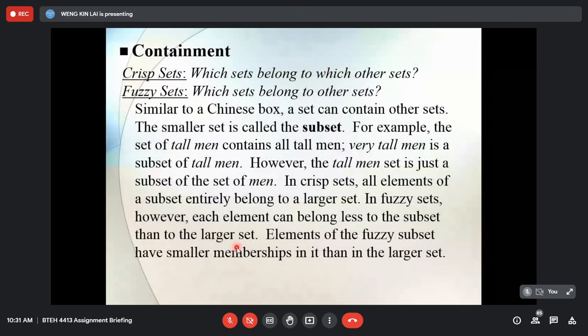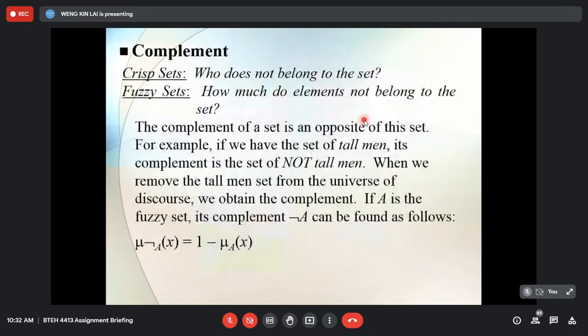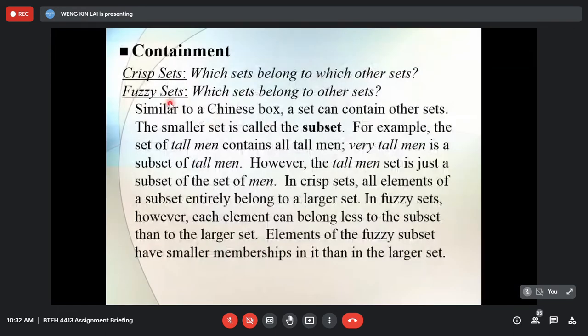So this is moving along. We have this containment. For the crisp sets, it will ask you the question, which sets belong to which other sets? This is your containment. This is your visualization contained in B. How much is a set A contained in B? Right? Then fuzzy will be which sets belong to other sets.